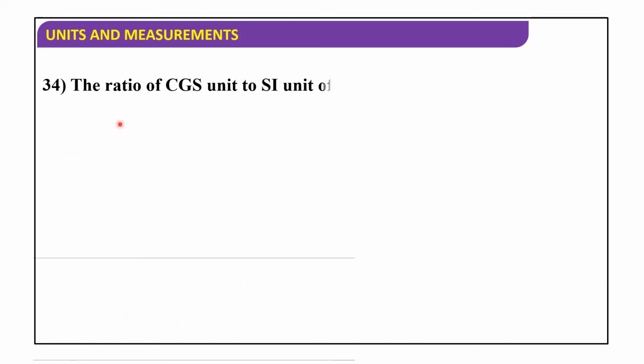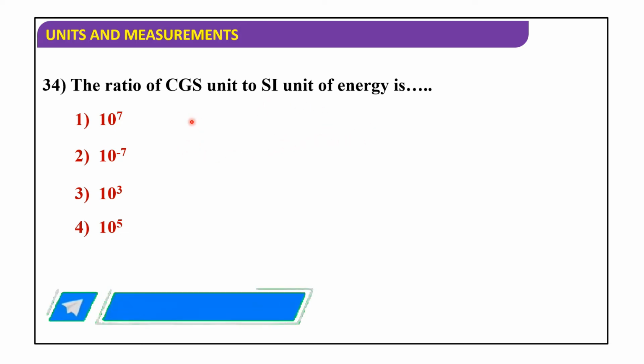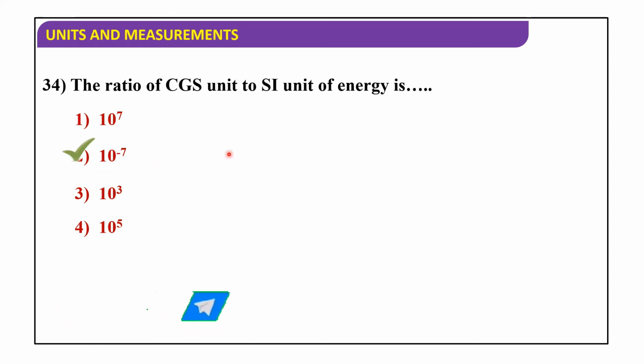Next, the ratio of CGS unit to SI unit of energy is 10 to the power of 7, 10 to the power of minus 7, 10 cube, 10 to the power of 5. Here the CGS unit of energy is erg, the SI unit of energy is joule. So the ratio of CGS unit to SI unit of energy is 10 to the power of minus 7. 1 joule is equal to 10 to the power of 7 erg. So the ratio is 10 to the power of minus 7.